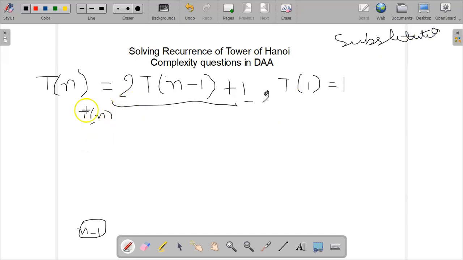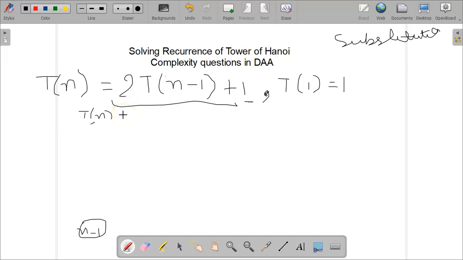First, we are given T(n) = 2T(n-1) + 1 and T(1) = 1. If we want to understand this recurrence, the 2T(n-1) stands for the two times we shift the disks: from the source to the spare one time, and then from the spare to the destination, n-1 disks are shifted. So this is the effort of those n-1 disks, and the largest disk is one step, so that one step is added here. This is how we can explain the recurrence of the Tower of Hanoi.